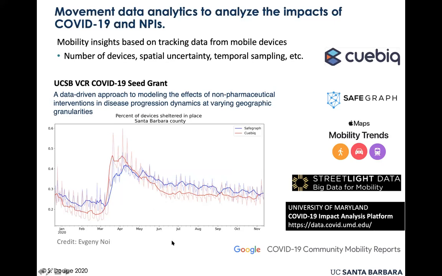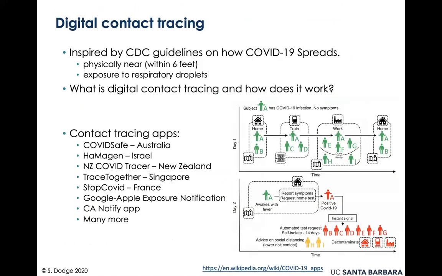However, today I would like to talk about another part of our research related to this grant, on contact tracing. So CDC guidelines indicated that COVID-19 transmits based on spatial proximity when people get close to each other, and also exposure to respiratory droplets. Before, they were suggesting that since the disease is airborne, the droplets might stay there for quite some time or on surfaces.